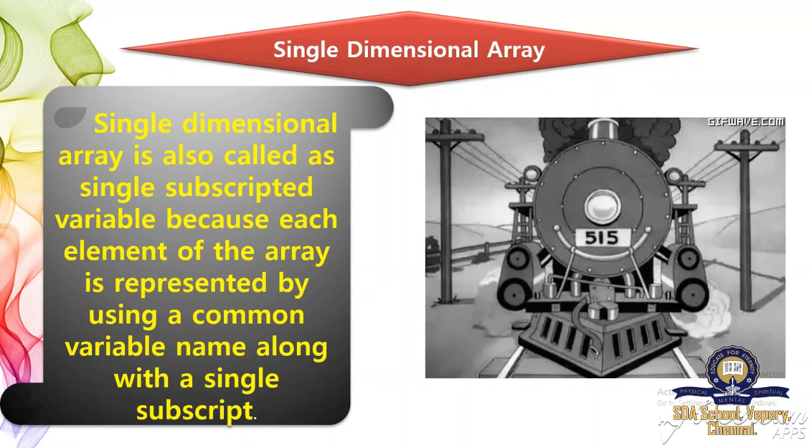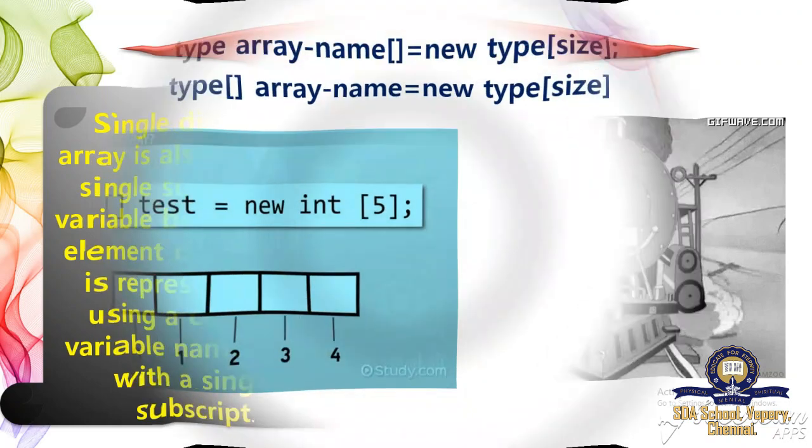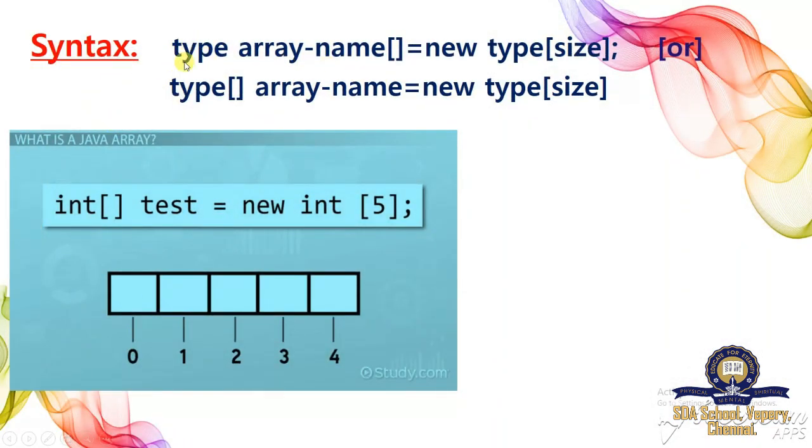Now let's see the syntax of a single dimensional array. This is the syntax. Type means data type. We can give any name for the array, and the square brackets represent the subscript or index. We have to use the new keyword to allocate the memory space, and again you have to give the data type here, and mention the size, how many elements you are going to access.